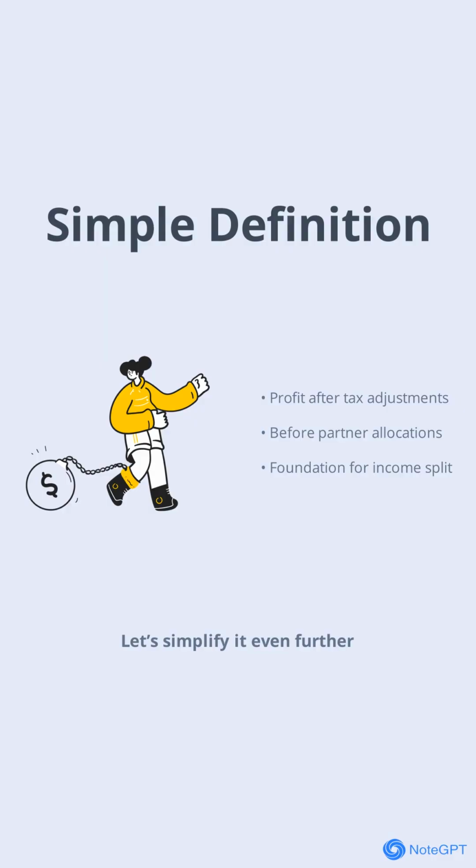Simplify it even further. Provisional adjusted income is the business profit after making all necessary tax adjustments, adding back non-allowable expenses and deducting allowable ones, but before dividing the income among partners. It's the number you get before considering partners' salaries, interest on capital, or any drawings. This makes it the starting point for fair and transparent income allocation in a partnership.